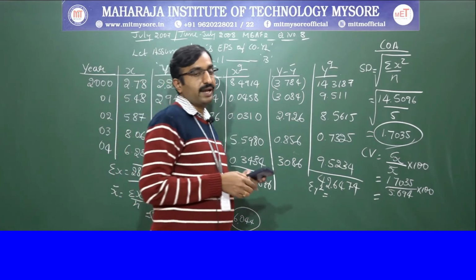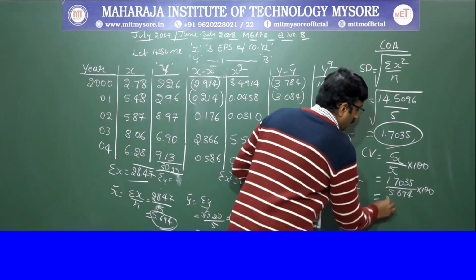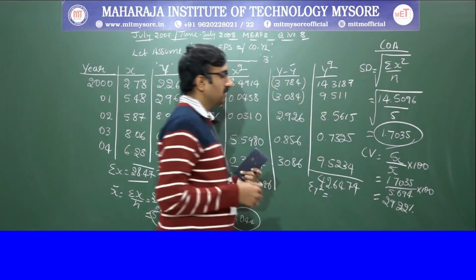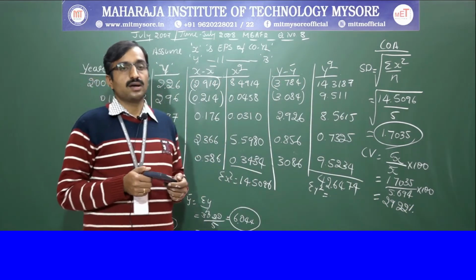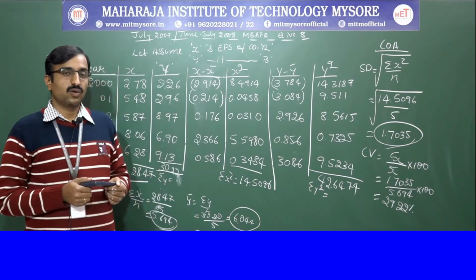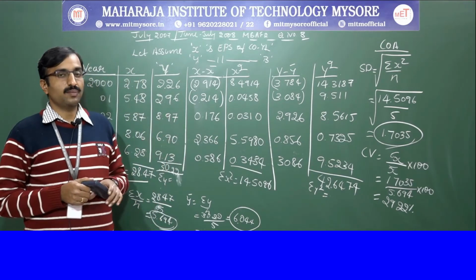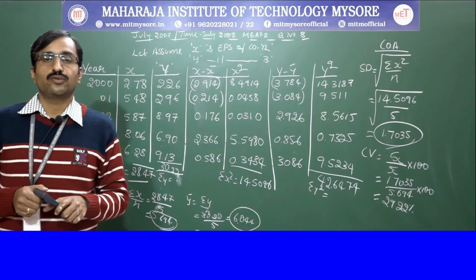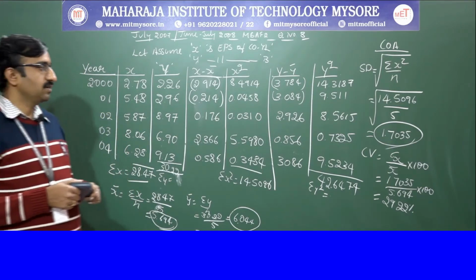So, I will get 29.22%. This is the calculation of CV for company A. Got it? Same thing you do for company B also.